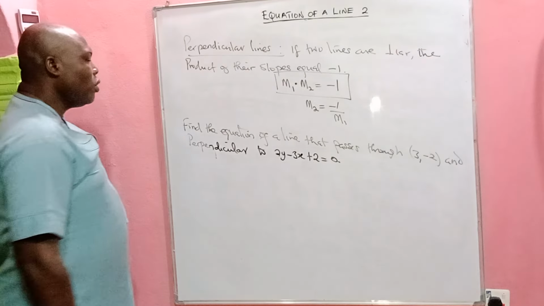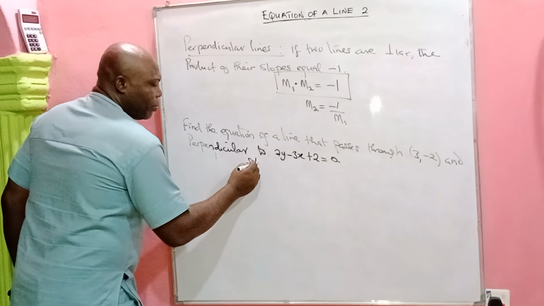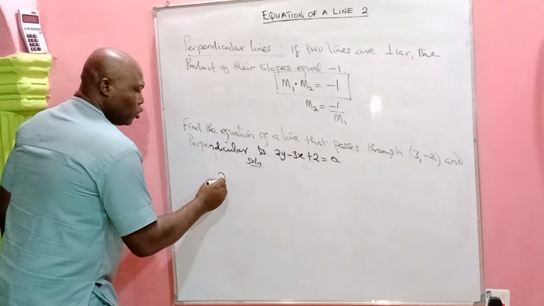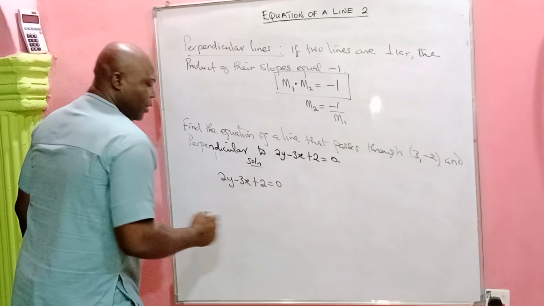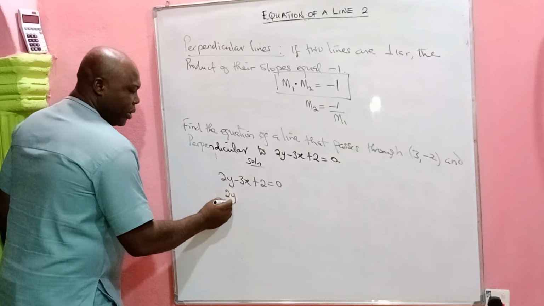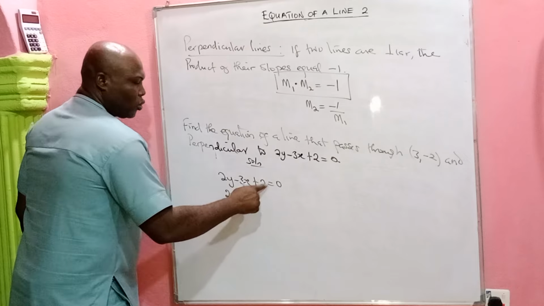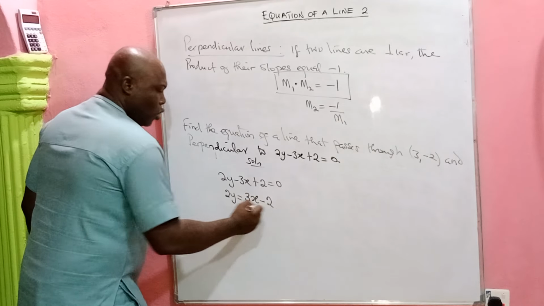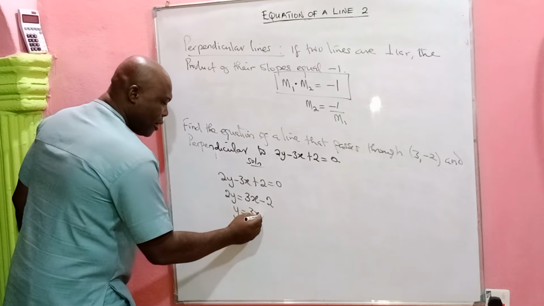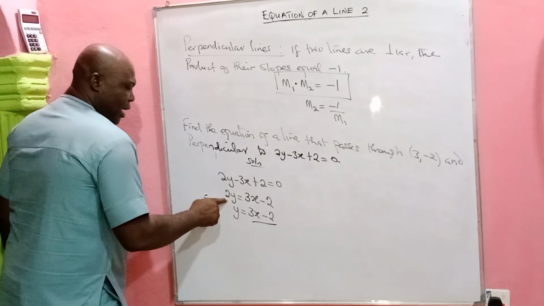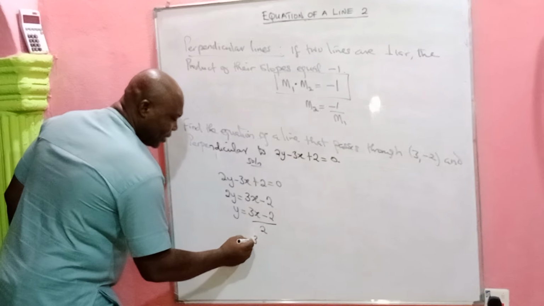Alright, so we have to bring out this to find the slope. Solution: we have 2y minus 3x plus 2 is equal to 0. We want to find 2y, which will be equal to minus 3x, which will cross to be a positive 3x, plus 2, which will cross to be a negative 2. We want to make y the subject of the formula. y will be equal to 3x minus 2, divided by 2. So which means our y will be equal to 3 over 2 x.